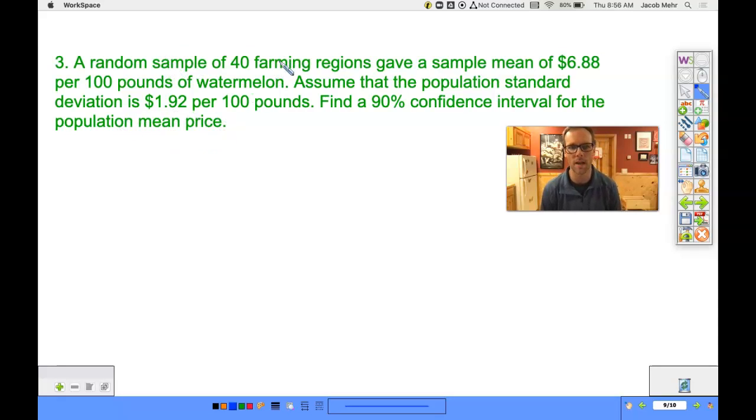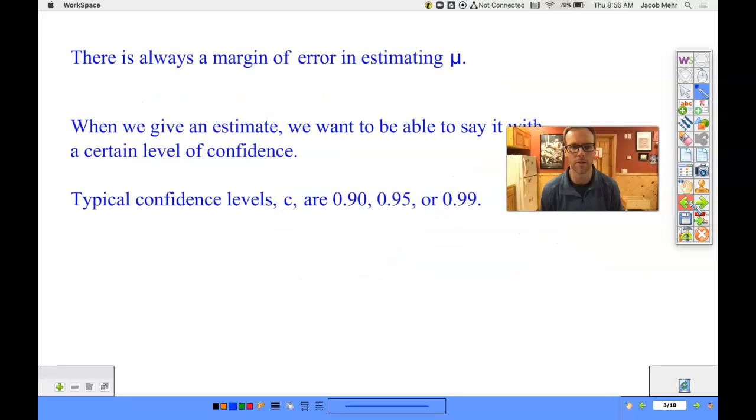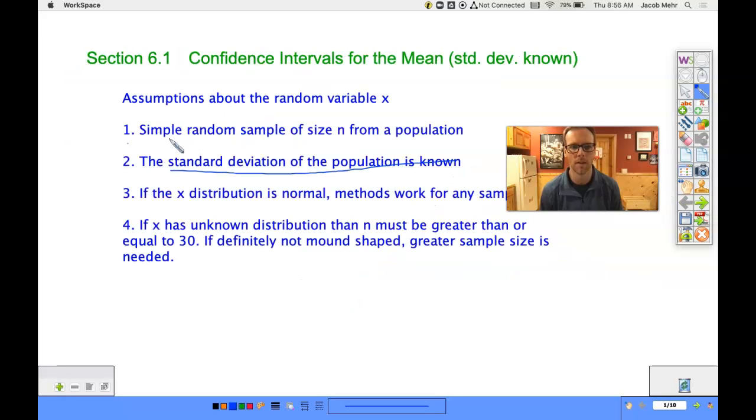All right, so we have a sample of size 40. Now, notice, we didn't say anything about the distribution of the population, but we do have n is greater than or equal to 30. So we've met that criteria. We also know the population standard deviation is $1.92. So when we go back to our criteria here, we have a random sample, population standard deviation is known, and we have a sample size of at least 30. So we've met our criteria.